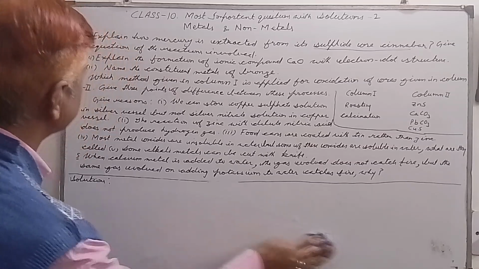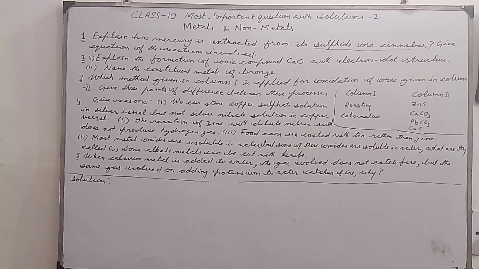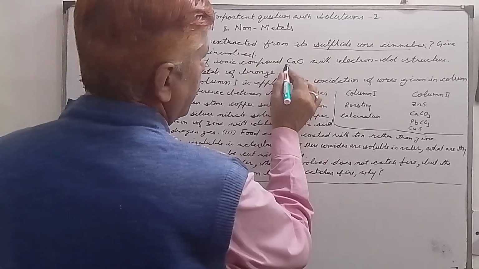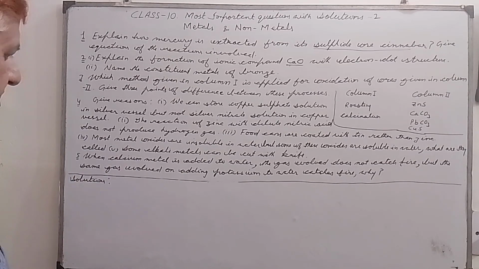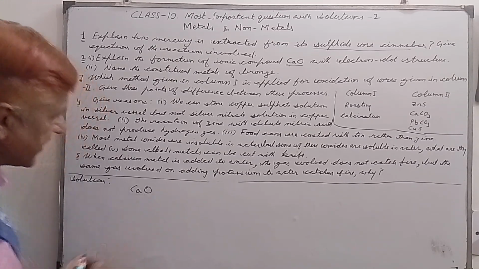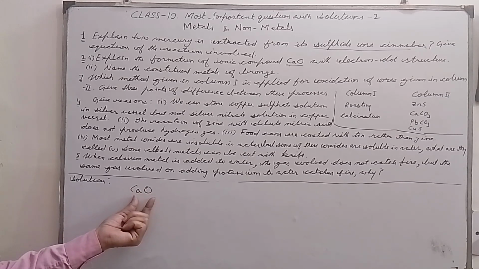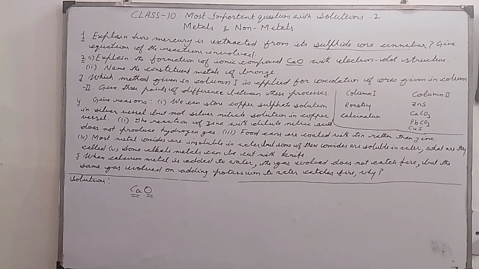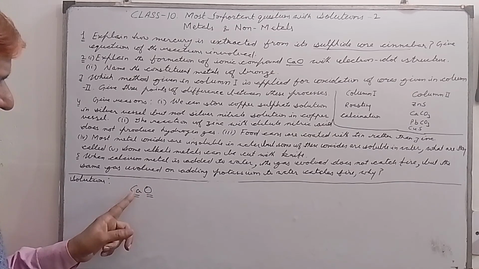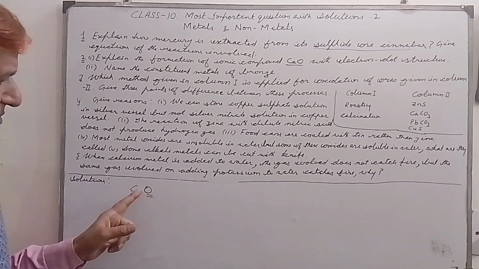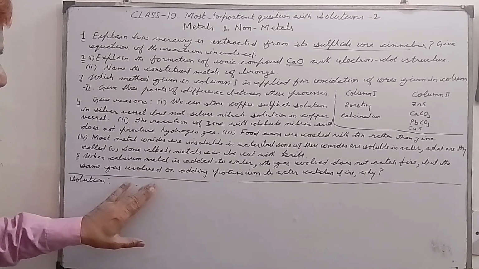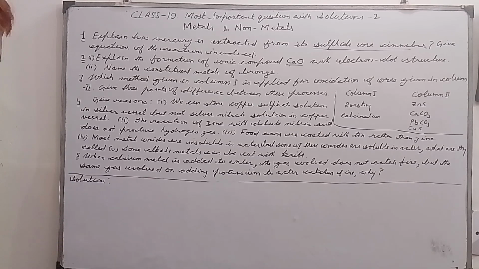What is the second question? Explain the formation of ionic compound calcium oxide with electron dot structure. So my dear students, always remember calcium oxide is an ionic compound. Always remember that an ionic compound is always made up of a metal and a non-metal atom. And always remember that the metal atom gives electrons and the non-metal atom takes up electrons. So with this information, we will draw its electron dot structure.